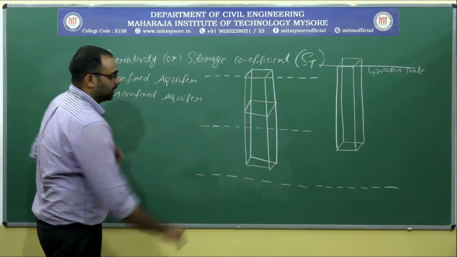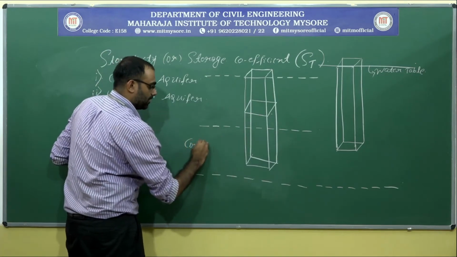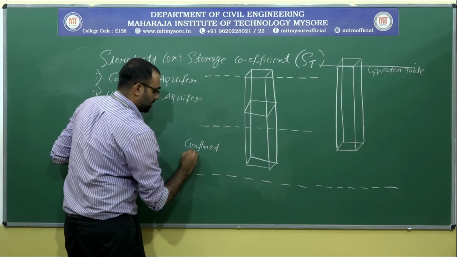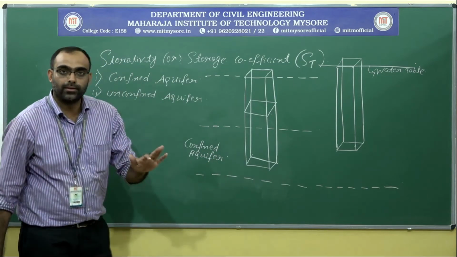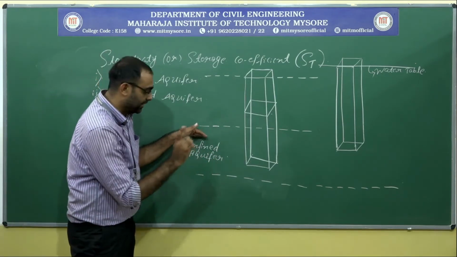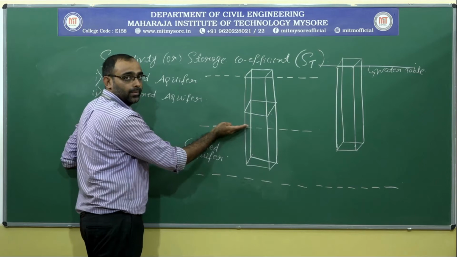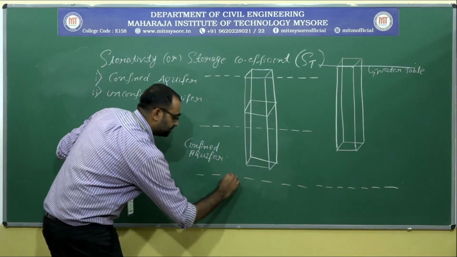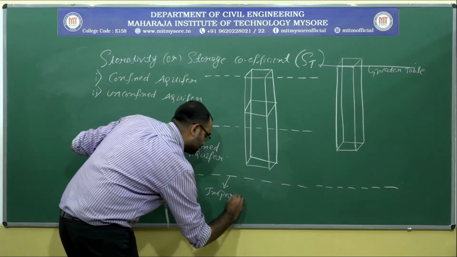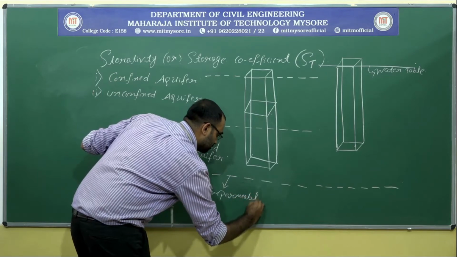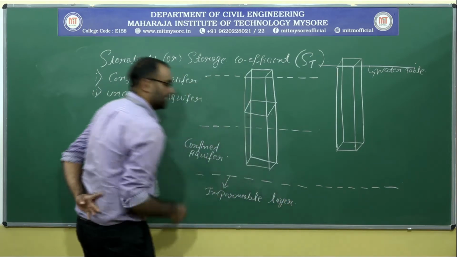Look here. This is a schematic representation of a confined aquifer. As you all remember, confined aquifer is an aquifer which has got bottom impermeable surface and upper impermeable surface. Let's name them. And just call it as layer or surface.